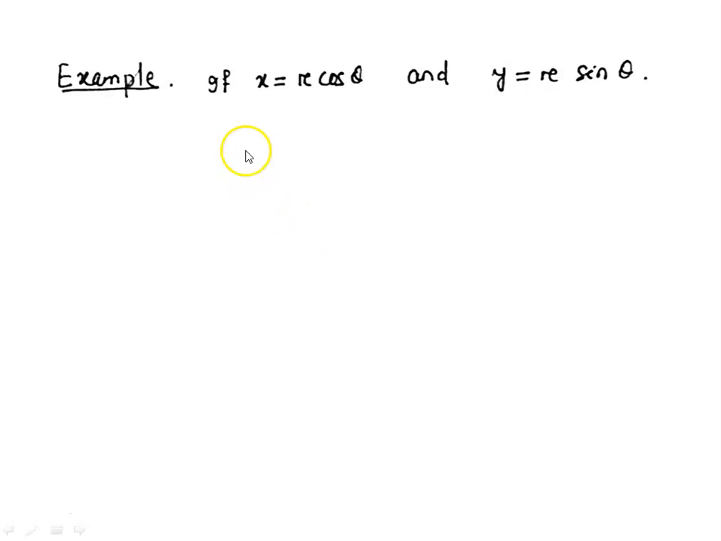Here we have an example. If x is equal to r cos theta and y is equal to r sin theta, then the question is to find the Jacobian of x, y with respect to r, theta. Here we can see that x is a function of r and theta and y is also a function of r and theta. Now the question is to find the Jacobian of these two functions x and y with respect to the two variables r and theta.